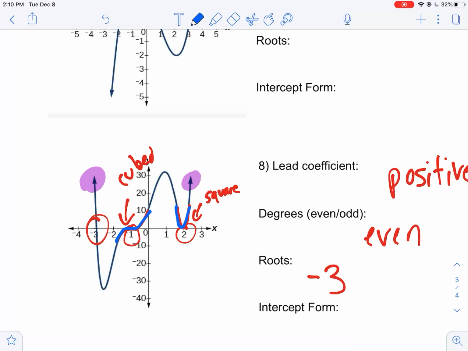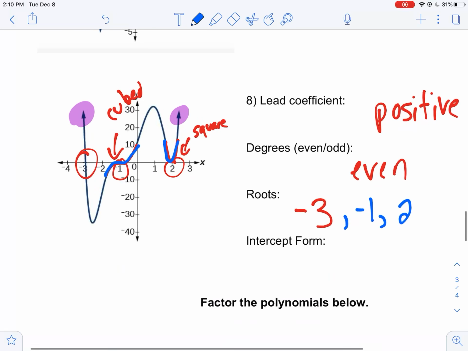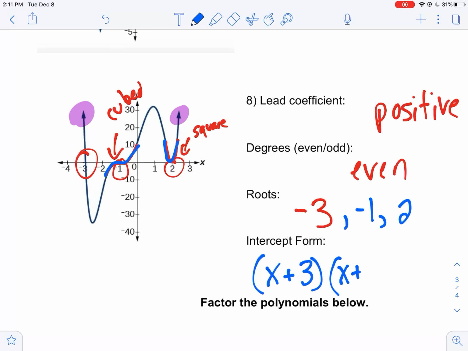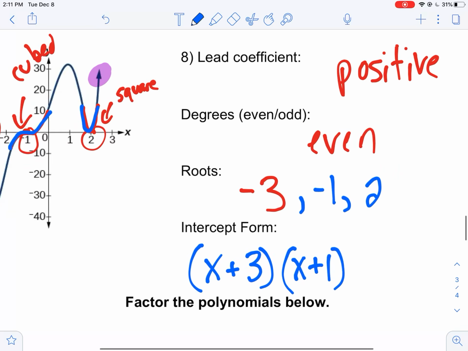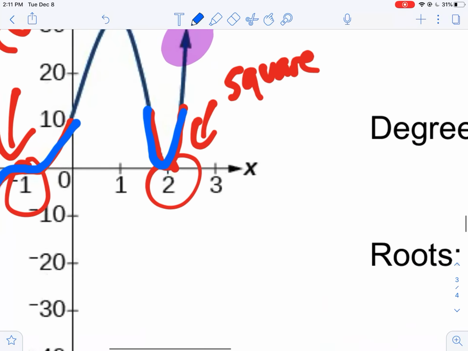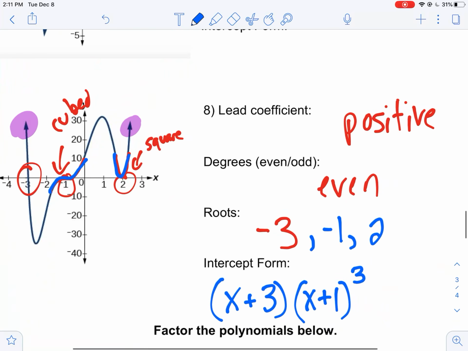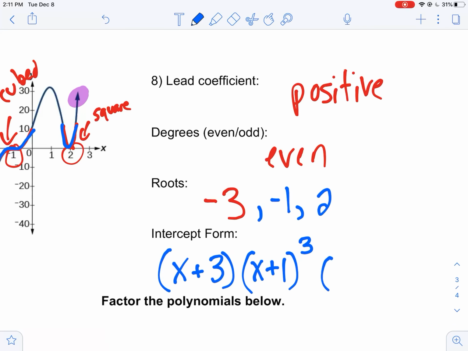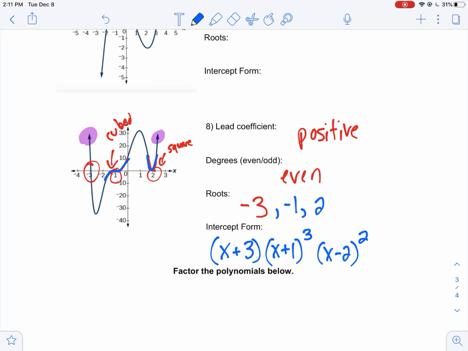So as for our roots, we've got -3. We've got -1. We've got +2. So how are we going to write this out in intercept form? Okay, again, it's positive. So we're going to have x minus -3, which we can write as x plus 3. We get x minus -1, which we'll write as x plus 1. But this time we're going to cube it, because again, we get that little glide. And for x minus 2, notice we get that little parabola, which means we're going to square it.